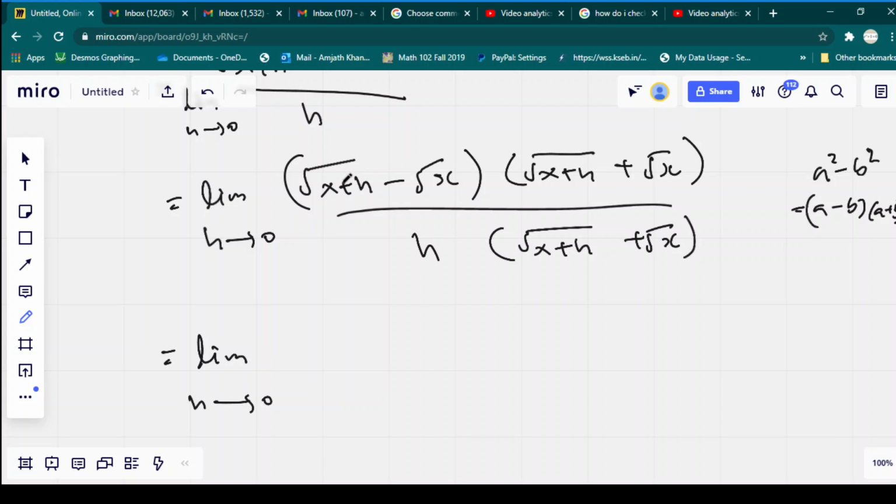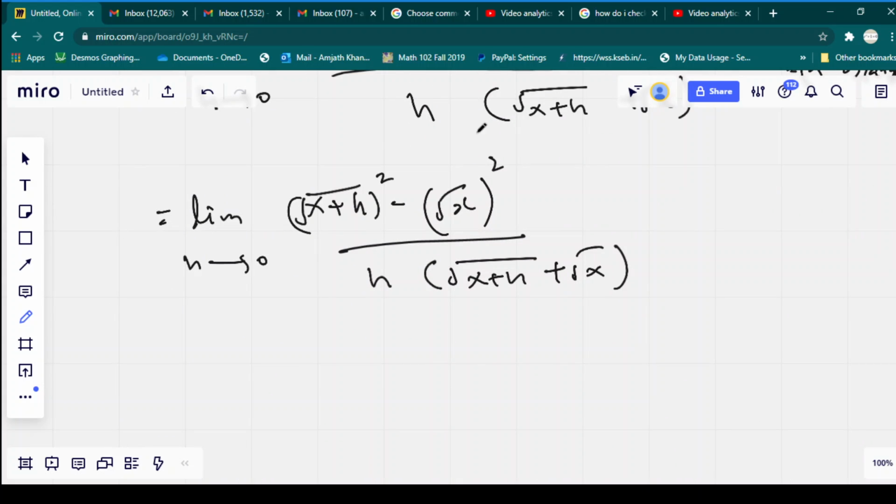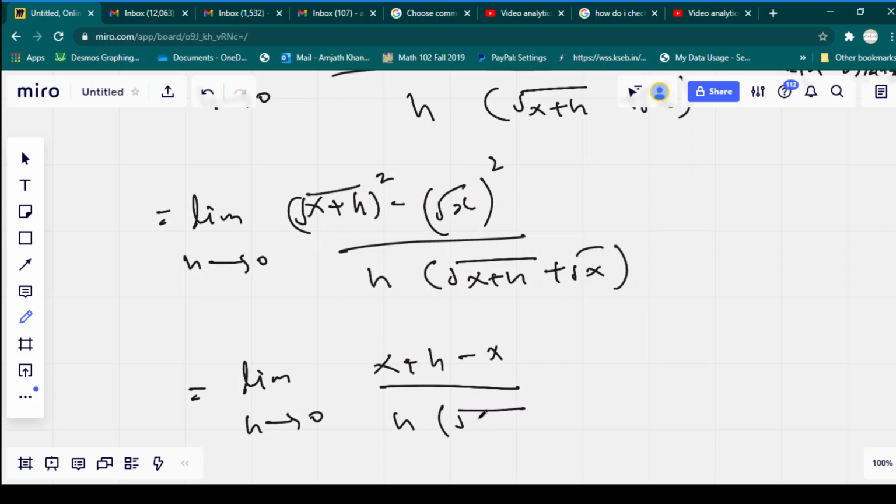So a squared is the square root of x plus h squared, that becomes x plus h, minus the b squared, that is the square root of x squared. Let me write this as the square root of x plus h squared for more clarity, over h times the square root of x plus h plus the square root of x. Now the numerator becomes x plus h minus x, over h times the square root of x plus h plus the square root of x.